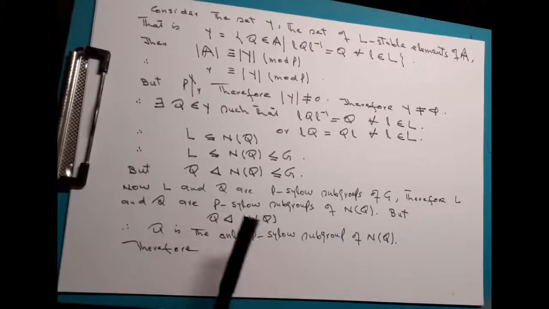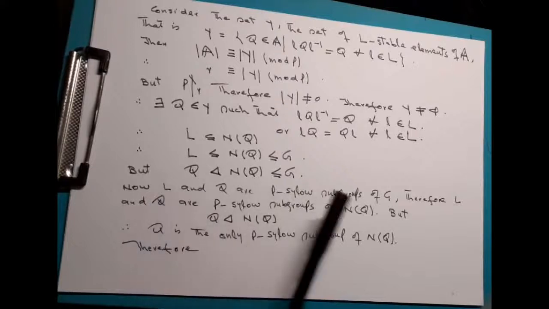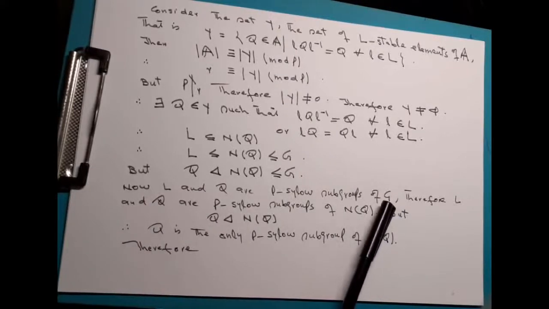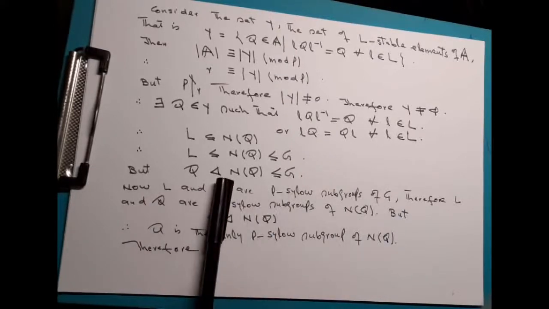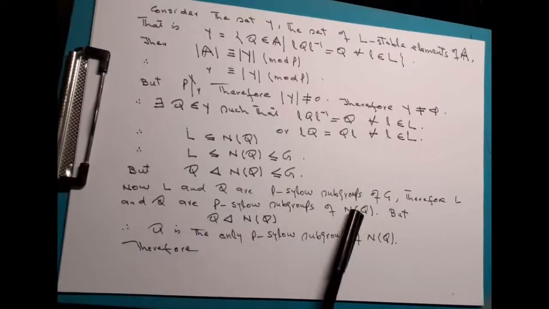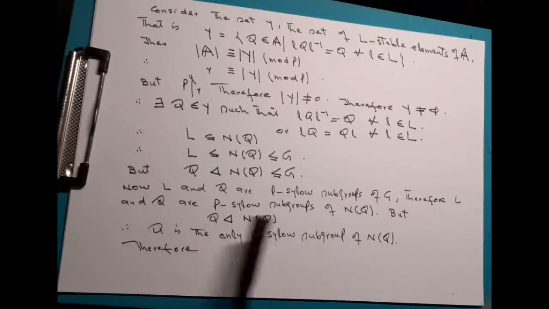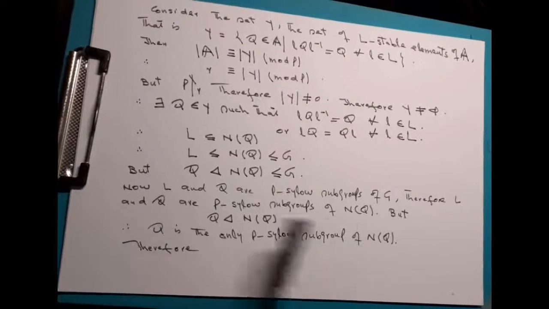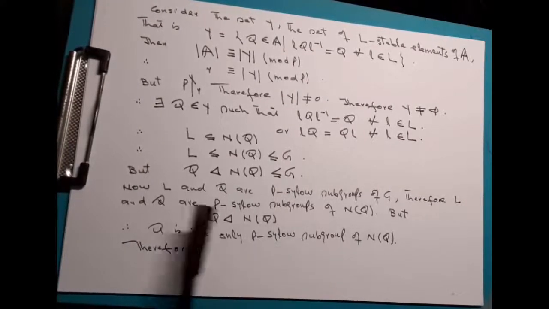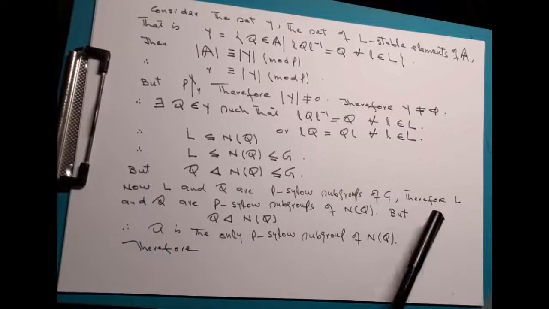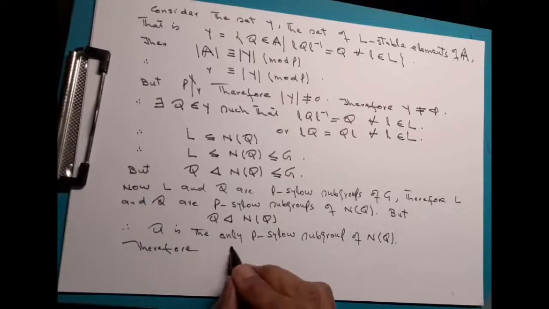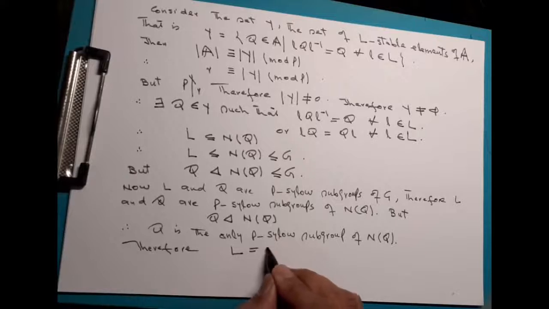Now L is also a p-Sylow subgroup of NQ, and Q is also a p-Sylow subgroup of NQ, but for this particular reason Q is the only p-Sylow subgroup of NQ, therefore L and Q are going to be equal. Therefore L is equal to Q.